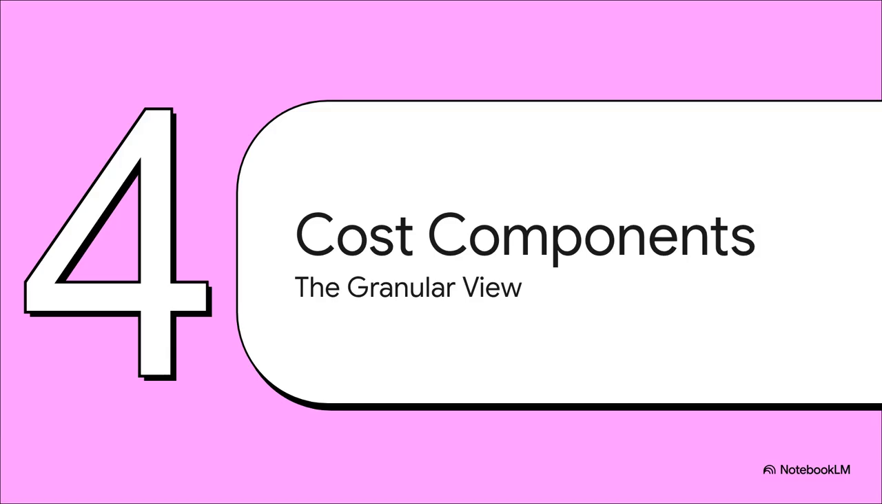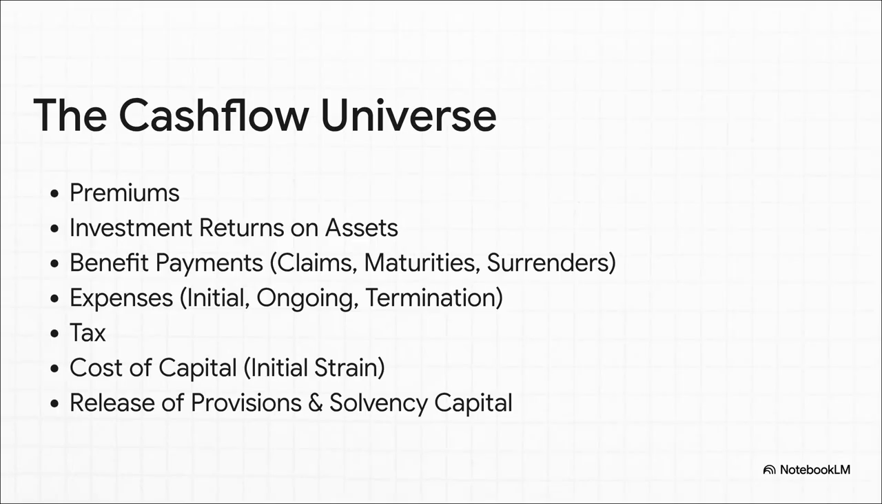Okay, let's pop the hood on these models and see what's really going on inside. This is where the devil is truly in the details, because every single one of these components has to be projected meticulously. You get one of them wrong, and the error can just cascade through your entire result. And wow, look at this. We have to project this entire universe of cash flows. It's not just the obvious stuff like premiums and claims. You've got investment returns, super detailed expense breakdowns, tax, and then the really critical bit for the modern approach, you have to explicitly model that initial cash outflow for the capital strain and then its eventual release when the contract ends.